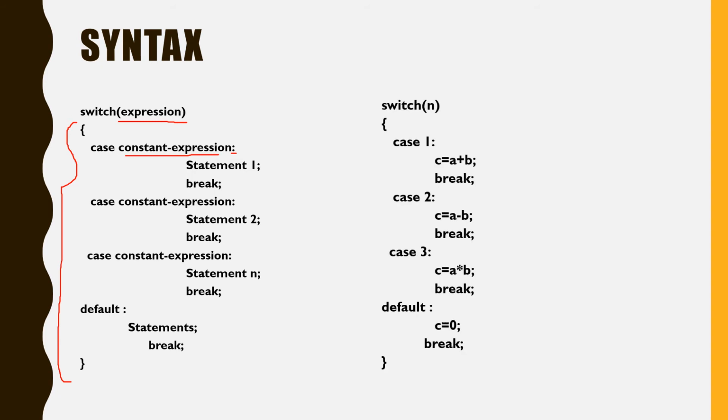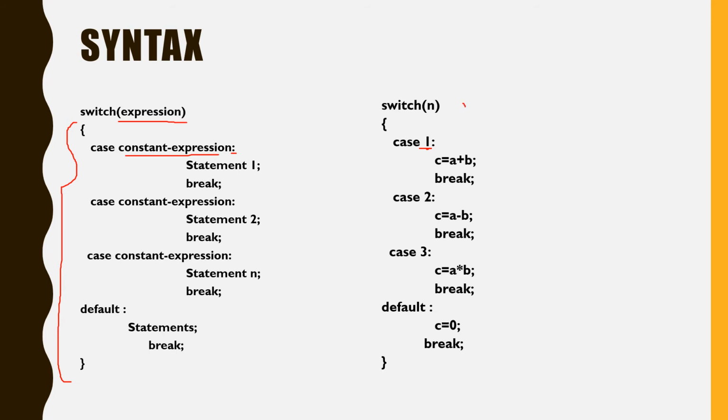The example for the switch case is switch of n. Here I have given case 1. Here the constant is 1. So under case 1, I have included the statement C equal to A plus B, and then break. And then I have defined one more case as case 2 colon C equal to A minus B break. Case 3 colon C equal to A into B break. In the default section I am assigning C equal to 0 break.